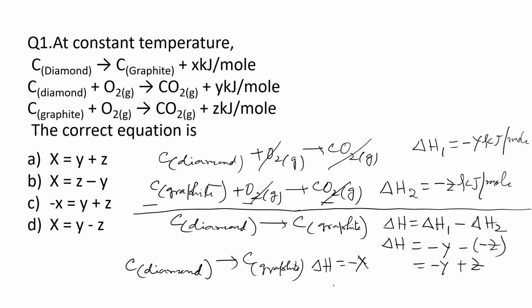Therefore, what can we write? We can write minus X is equal to minus Y plus Z. Or we can write X is equal to Y minus Z. So, the correct option is option number D.